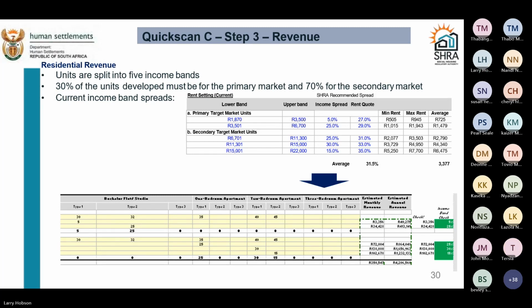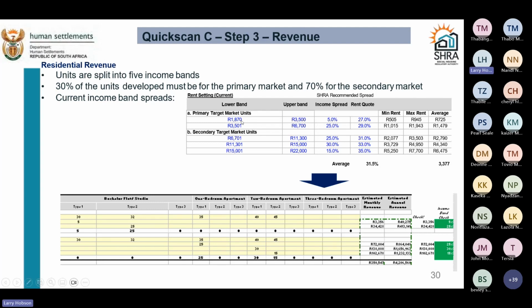We're dealing with revenue now in the quick scan C. There are 5 income bands: 2 in the primary market and 3 in the secondary market. 30% of the units must be for the primary market, which is people earning between 1,870 and 6,700, and then 70% in the secondary market. If you have a development with market rent units, those don't form part of this assessment. We're assessing the social housing units only.